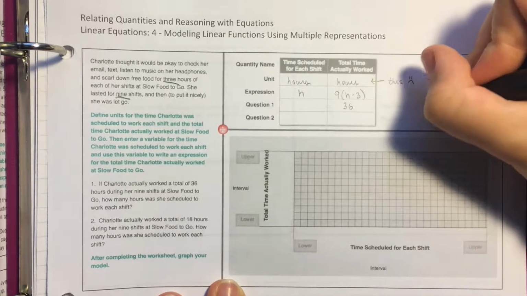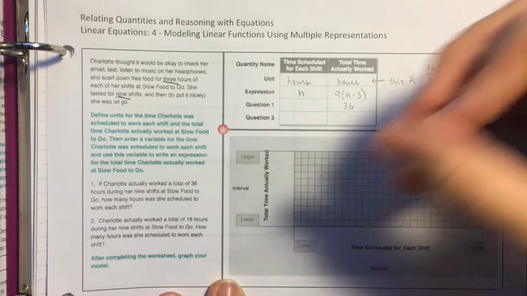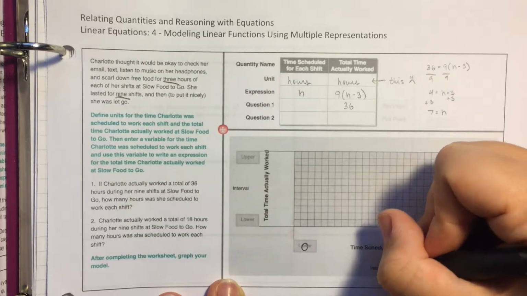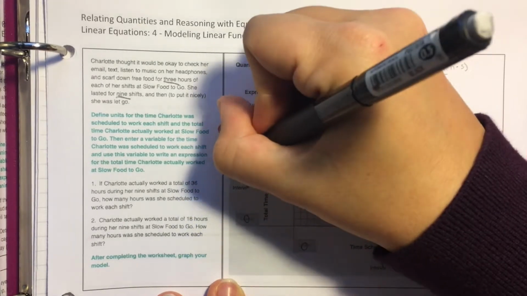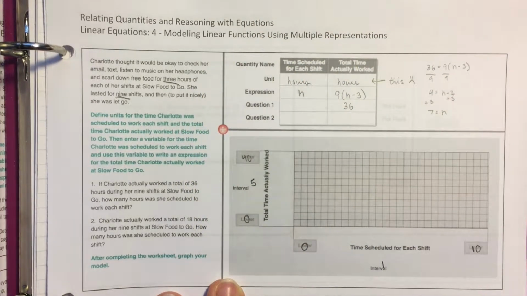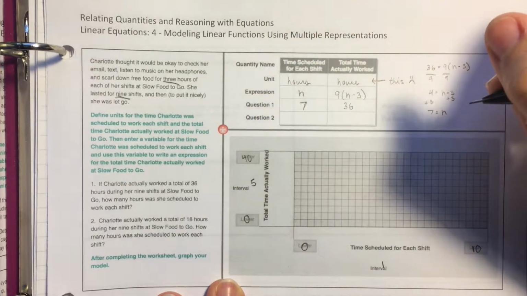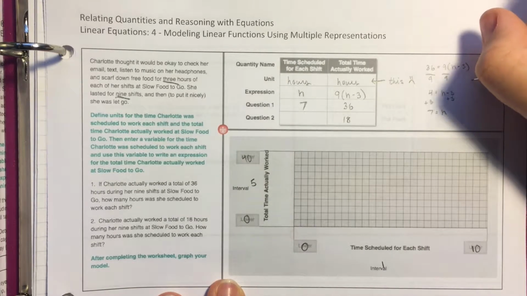Question 1 asks if she actually worked 36 hours, how long does the shift have to be? And you plug in that number and you solve for h. So you have a coordinate point that is 7, 36.